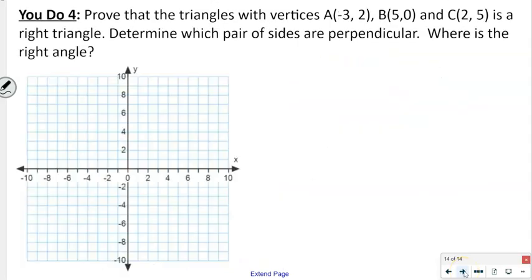All right, do the next one. Pause the video, come back to me when you're done. So this one's -3, 2, right there. That's A. B is at 5, 0, right there. And C is at 2, 5, right there.